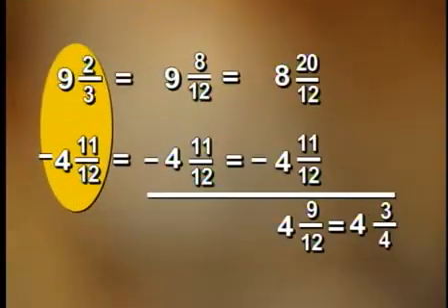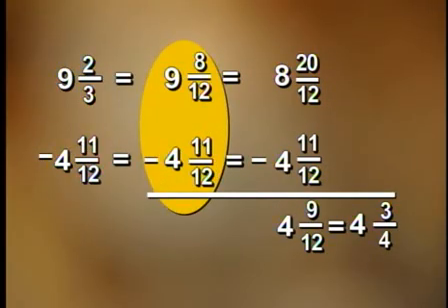We have 9 2/3 minus 4 11/12. Common denominator, we use the lowest common denominator of 12. 9 8/12 minus 4 11/12. Well, can we do that? No, we can't. Why not? Well, because we cannot subtract 8 minus 11. So what must we do?